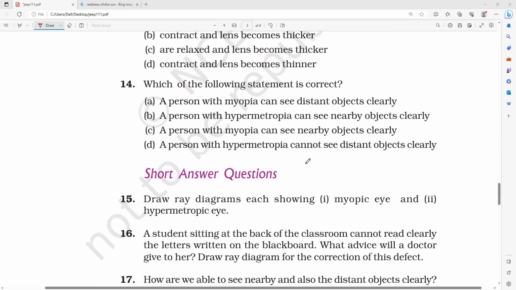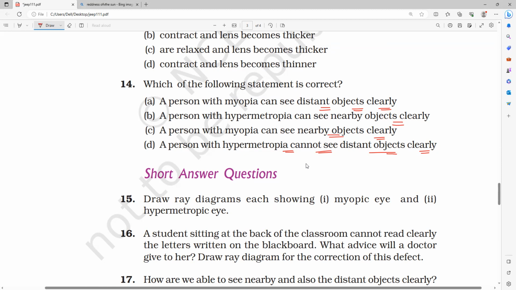Which of the following statements is correct? A person with myopia can see distant objects clearly. A person with hypermetropia can see near objects clearly. A person with myopia can see nearby objects clearly. A person with hypermetropia cannot see distant objects clearly. So which of the following statements is correct, everybody?